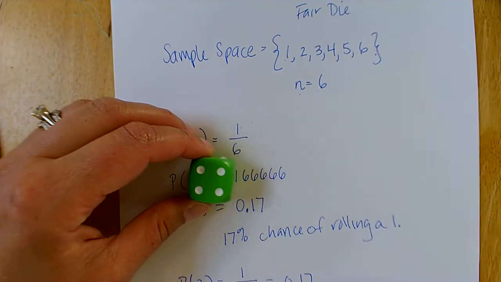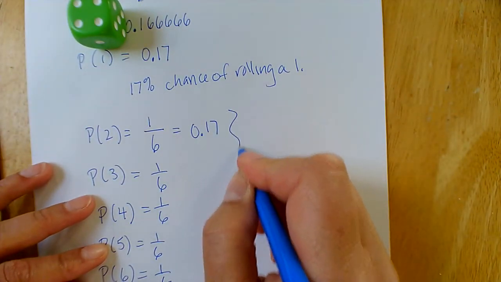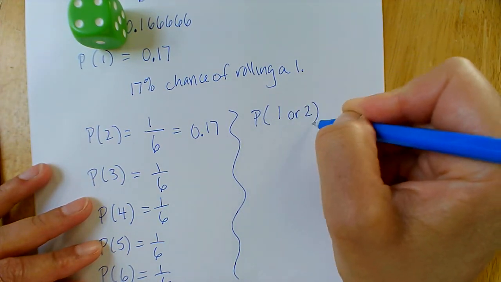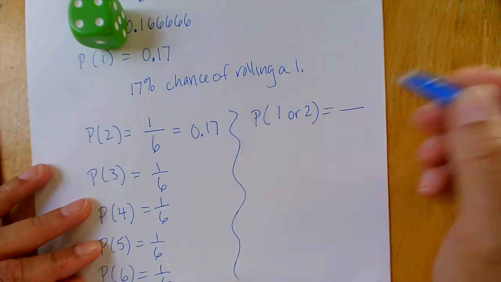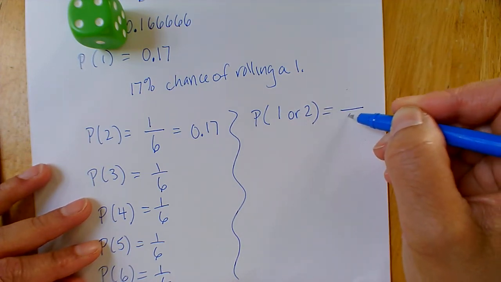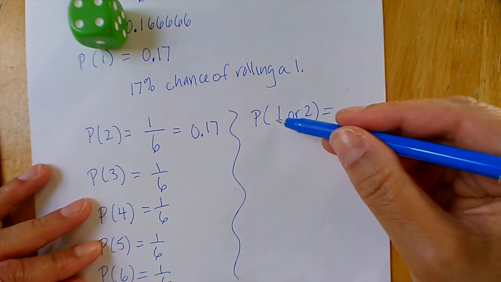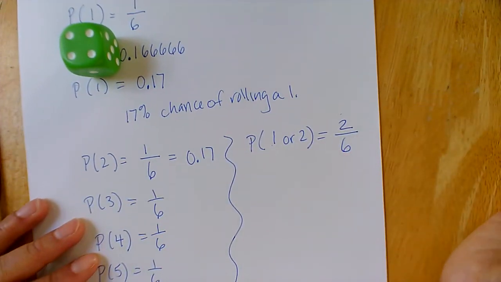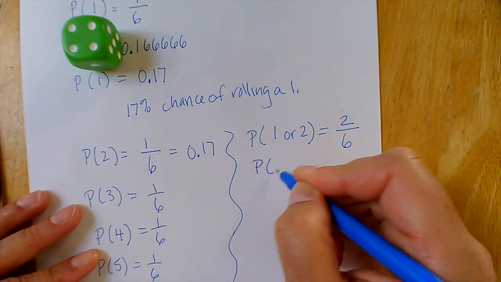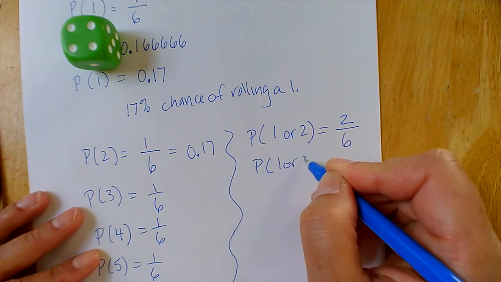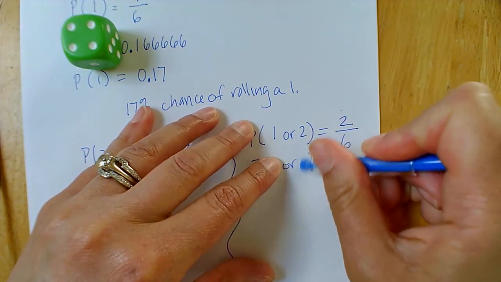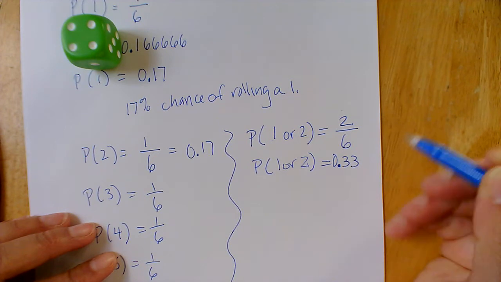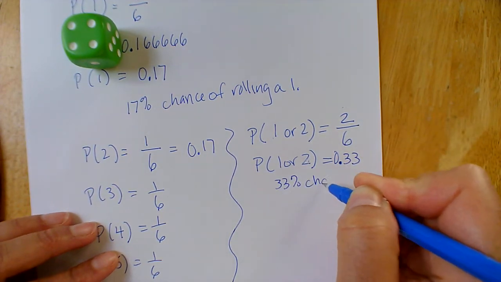Okay, let's look at some other probabilities. Let's find the probability of rolling a 1 or a 2. Remember, it's the outcomes divided by the total number. We have 6 in our sample space. How many 1s or 2s? We have 1, 2. That's it. So we have a 2 out of 6 chance of rolling a 1 or a 2. We can divide that out to being 0.33, or a 33% chance.